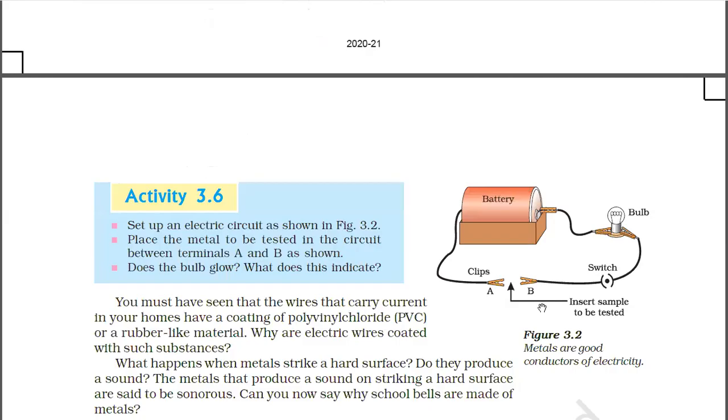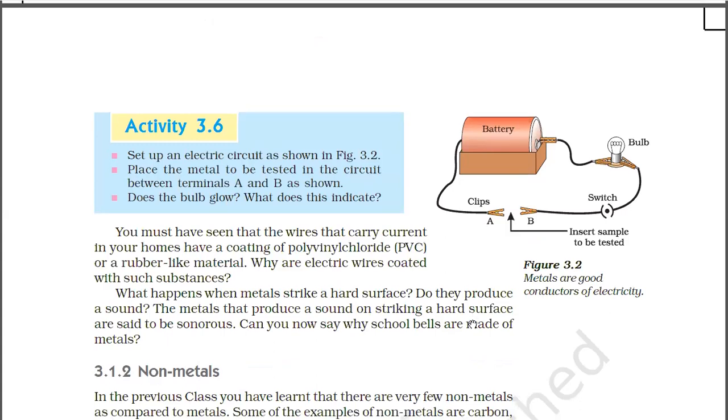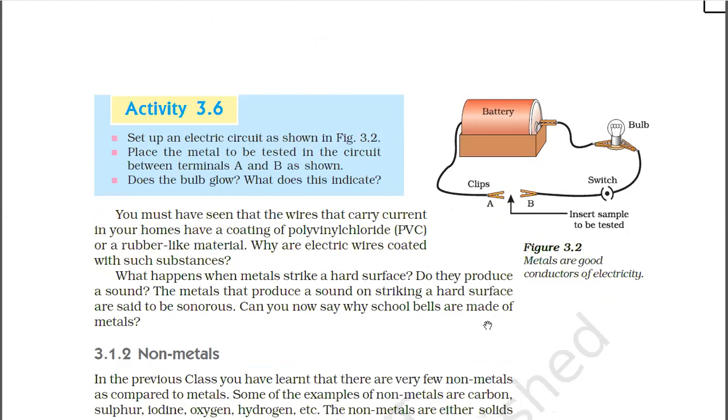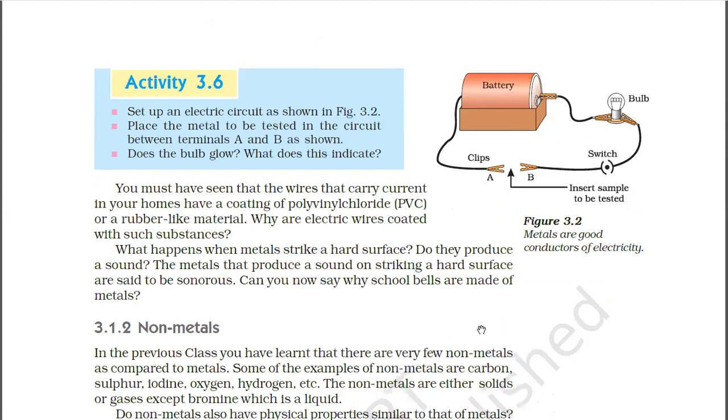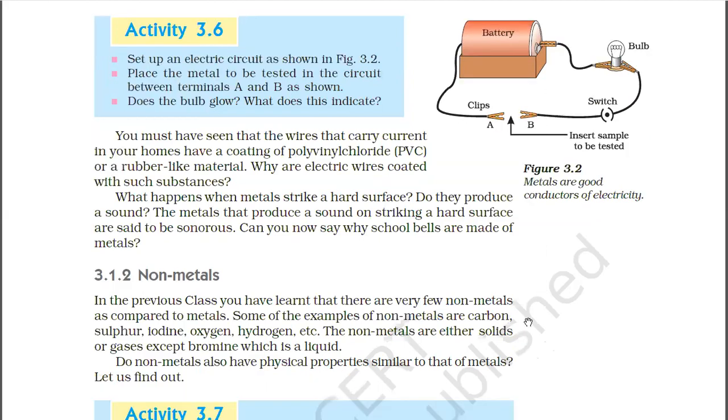Activity 3.6. Set up an electric circuit as shown in figure 3.2. Place the metal to be tested in the circuit between terminals A and B as shown. Does the bulb glow? What does this indicate? You must have seen that the wires that carry current in our homes have a coating of polyvinyl chloride, PVC, or a rubber-like material. Why are electric wires coated with such substances?